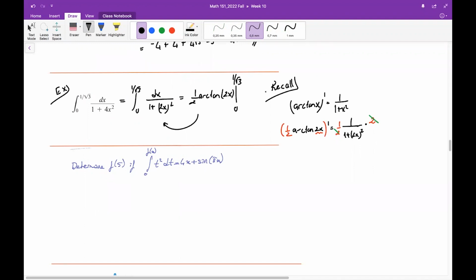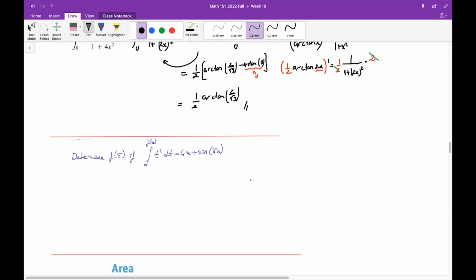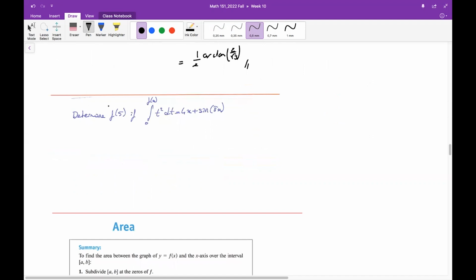antiderivative at the given upper and lower bounds, right? Okay, so the result is then 1 over 2 arctangent 2 over cube root of this minus arctangent 0, okay? And then the overall result is 1 over this number, because, you know, this is 0. And I will just leave it like this. Okay? And finally, in this video, we can look at this example.